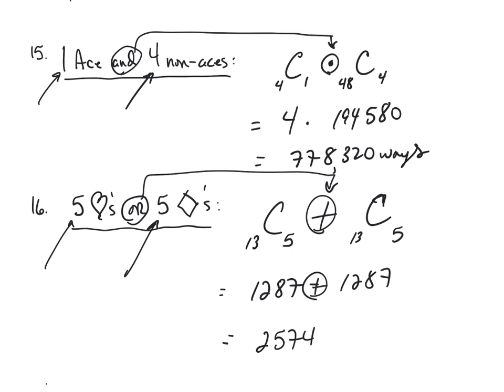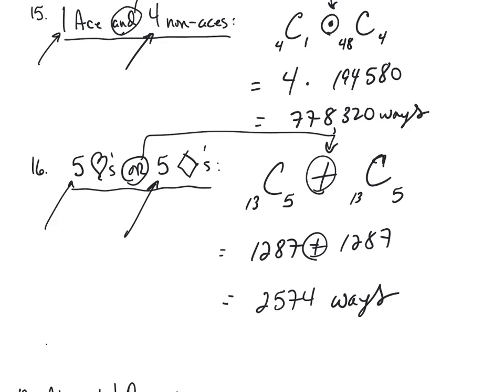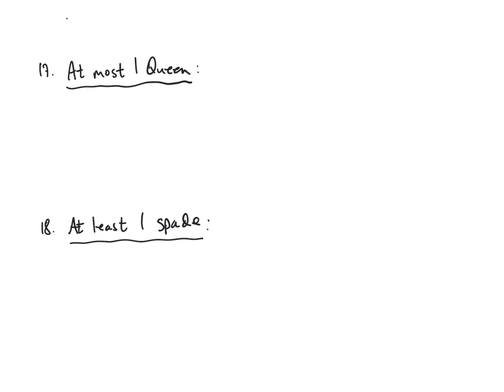So we get a total of 2,574 ways in which we could pick 5 hearts or 5 diamonds. All right, everyone doing okay? All right, next, let's finish off with the last two.